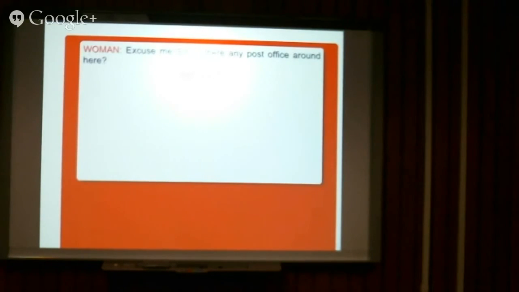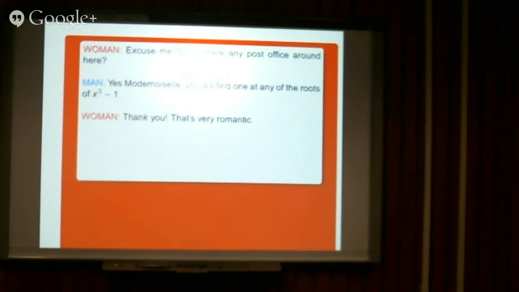Woman: Excuse me, sir, is there any post office around here? Man: Yes, mademoiselle. You'll find one at any of the roots of x cubed minus 1. So this is quite mathematically a valid answer. It gives the address to three post office locations without referring to a McDonald's or a big tree that she would have to look for. So you can mathematically answer this.